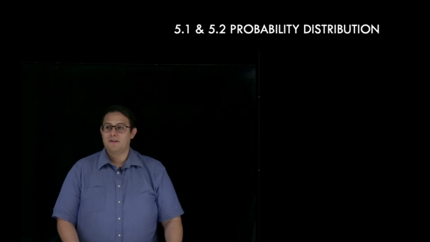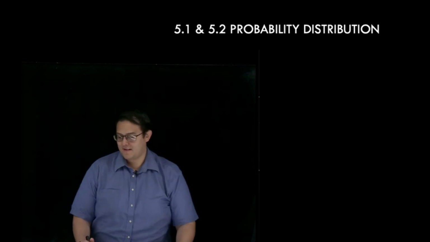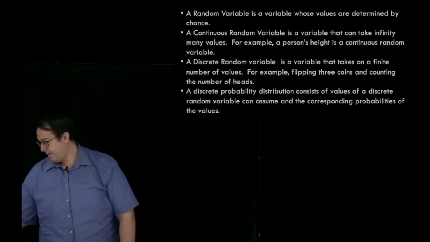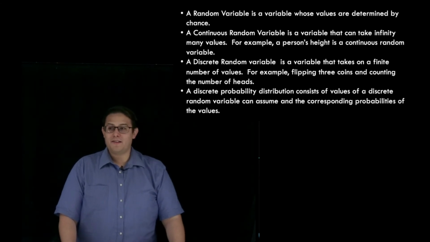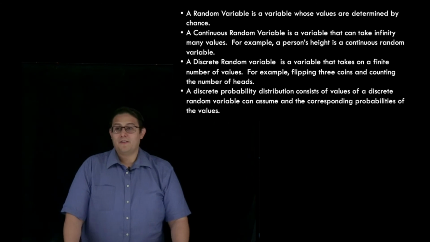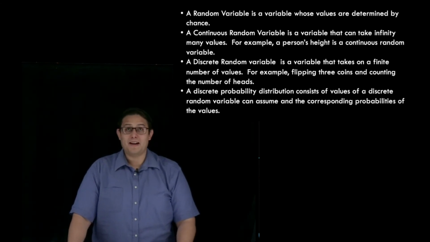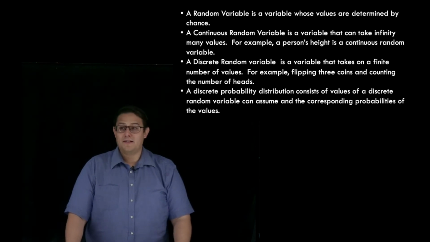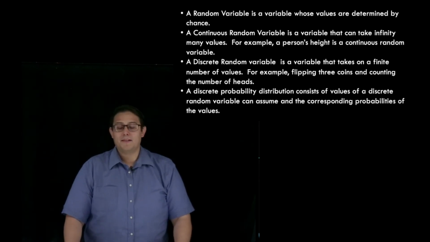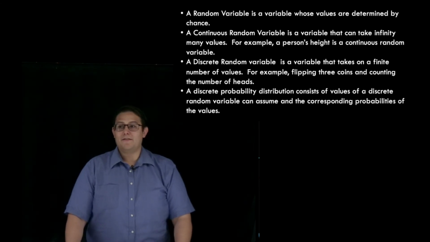So today we're going to be doing Phi 1 and Phi 2, which is all about probability distributions. Before we get started, some definitions we need to go over. A random variable is a variable whose value is determined by chance. There are two types of random variables, continuous and discrete. A continuous random variable can take on infinitely many values.